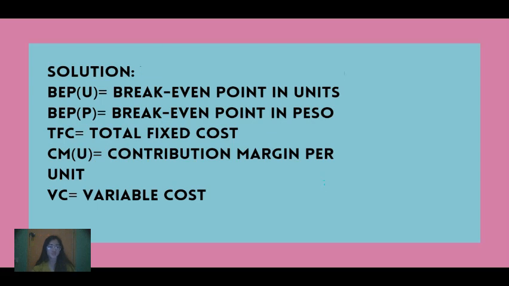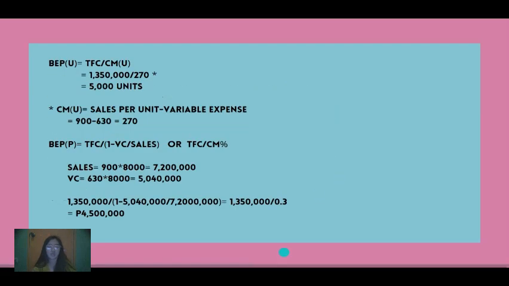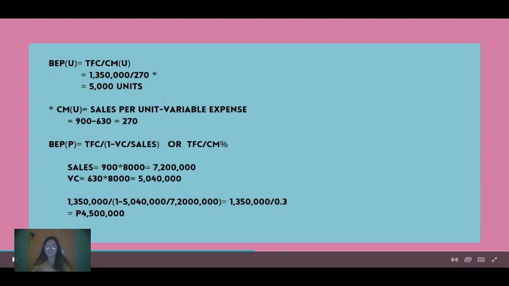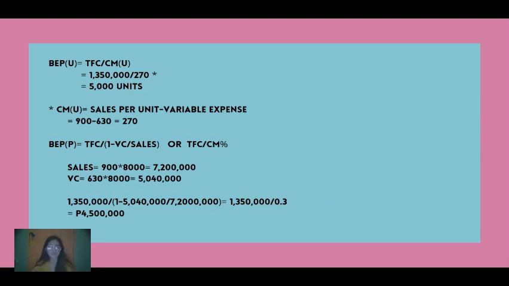So the solution: BEP is the break-even point in units, BEP in pesos is the break-even point in peso, TFC is total fixed cost, CMU is contribution margin per unit, and VC is variable cost. So the BEP in units is equal to total fixed cost divided by contribution margin per unit. TFC is equal to 1,350,000 over 270, which is the contribution margin per unit. And the break-even point in units is equal to 5,000 units.